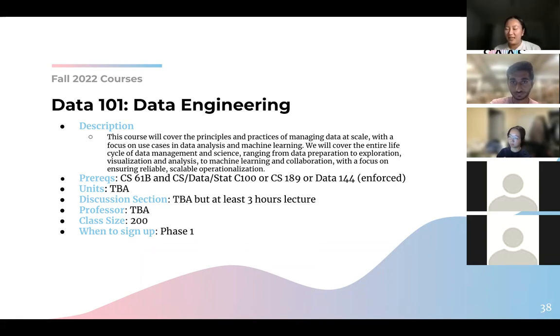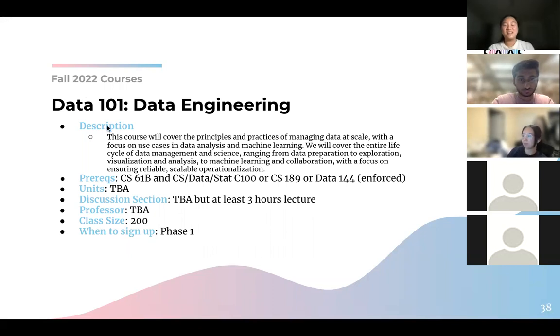Even though this isn't a class that exists yet, I have heard online that it is a subset of the information that's in CS 186. That's a class we'll talk about a little bit later when we get into some of the upper div CS classes that you might be interested in taking as a data science major. But I have heard it is kind of like taking a little bit of the information from 186, but again, it hasn't been offered before as a class. The units are TBA and the discussion section is also TBA, but it is at least 3 hours of lecture.